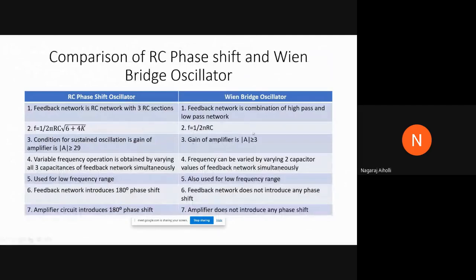In the examination, the question can be: explain the comparison between RC phase shift oscillator and Wien bridge oscillator, or write the comparison between RC phase shift oscillator and the Wien bridge oscillator. So you have to draw this table, make two columns, RC phase shift oscillator and Wien bridge oscillator, and write the differences between the two.